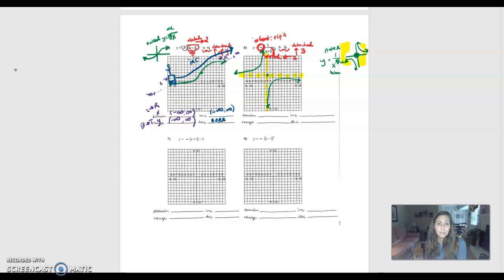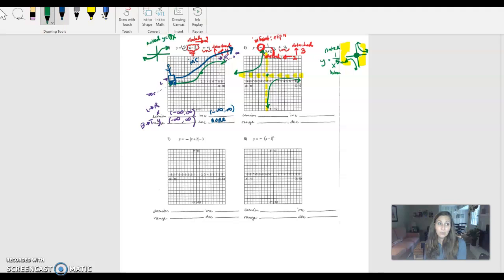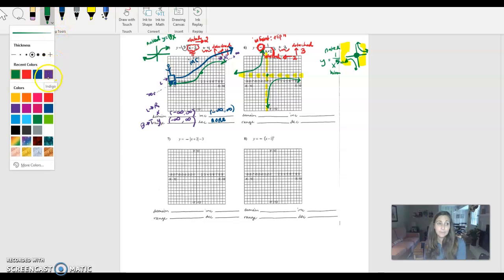Now look at that really good. We flipped it because there was a negative in front. We moved it to the left 2 and up 3. And again, this was my naked graph that I'm shifting. There's a lot going on there. That's a pretty difficult problem.